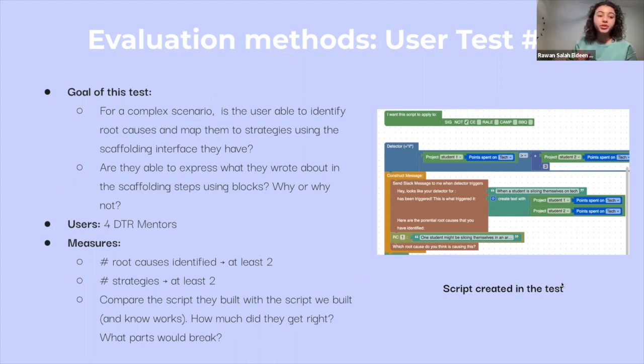We tested with 4 DTR mentors, and the main measures that we were looking at were the number of root causes identified. We were hoping for the mentors to identify at least 2, and the number of strategies. We were also hoping that the mentors would identify at least 2. We compared the script they built with the script we built, or the happy path, where we know the script would execute as intended. And we measured how much of the script they wrote would actually translate into what they intended on the back end, and what parts would break, and took note of those.